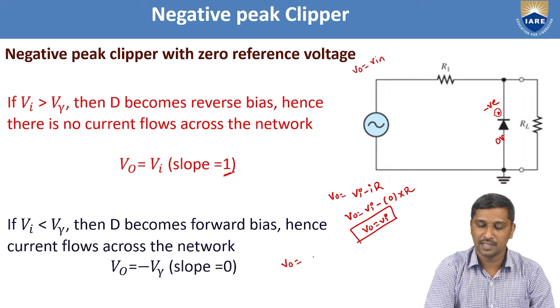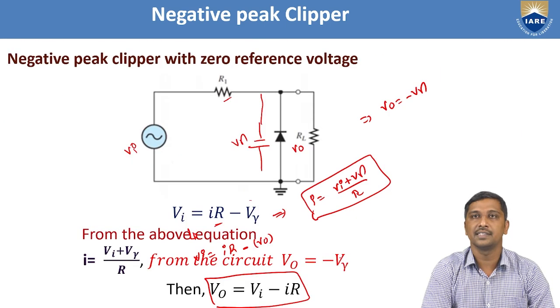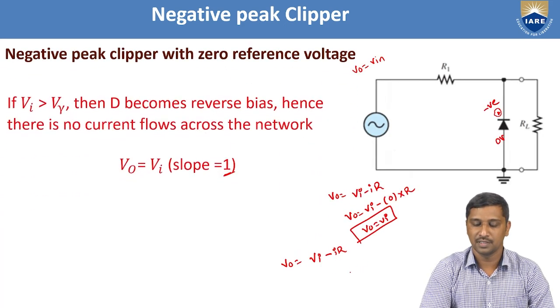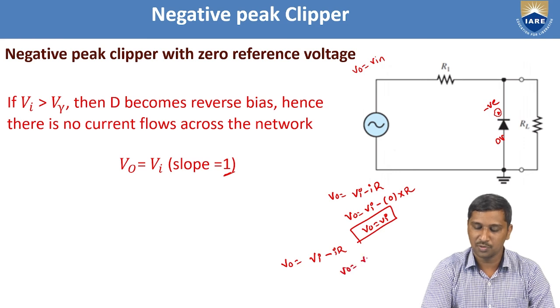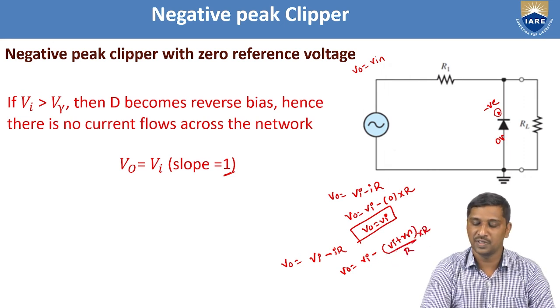So what is the current? V naught, the output voltage, is represented as Vi minus I into R. So what is I? We observe that I is Vi plus V gamma by R. We can substitute this I value here. So V naught is equal to Vi minus (Vi plus V gamma by R) into R. So R gets cancelled, Vi gets cancelled, and V naught becomes minus V gamma.